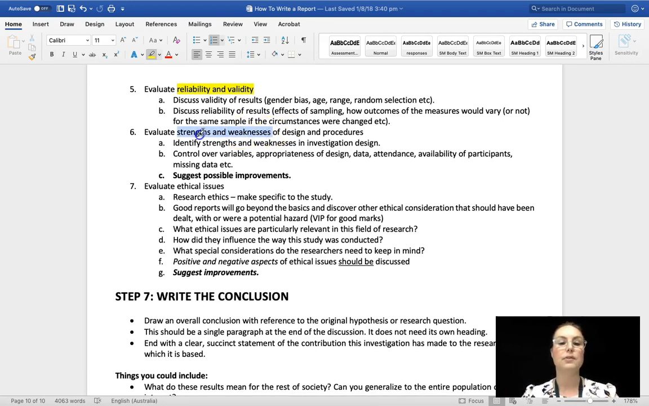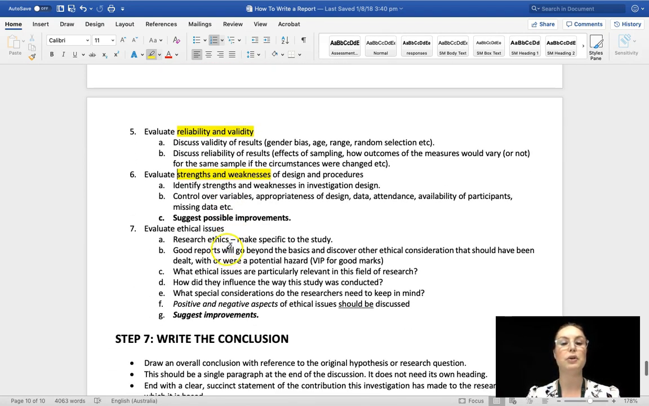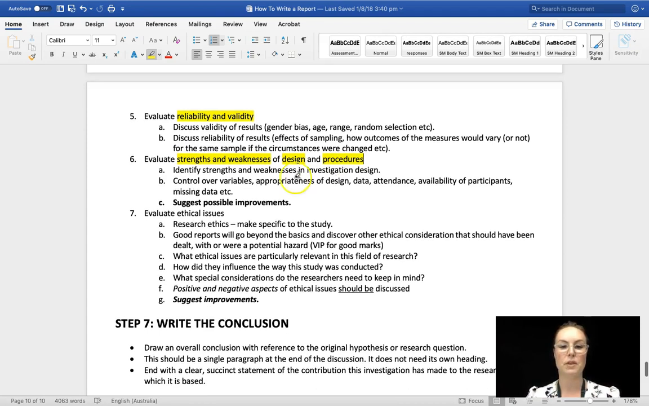For strengths and weaknesses, it's really important that you don't talk about the sample again. Once you've done sample, do not revisit it. You need to talk about the strengths and weaknesses of the investigation design and the procedures that took place. So if you're feeling stuck, go back to your notes from Intro to Psych, look at the design and procedure notes of different investigation types and apply some of those to your study.